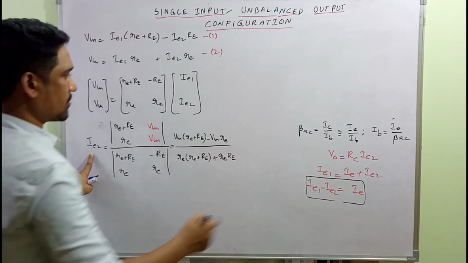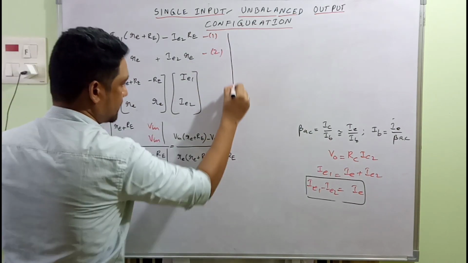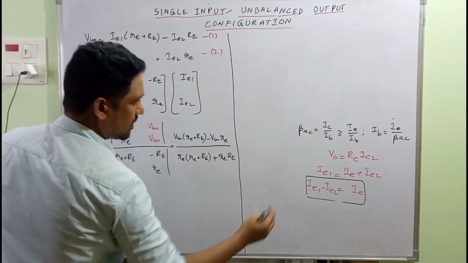And going back to the prerequisites we have written from the beginning, what is V0?